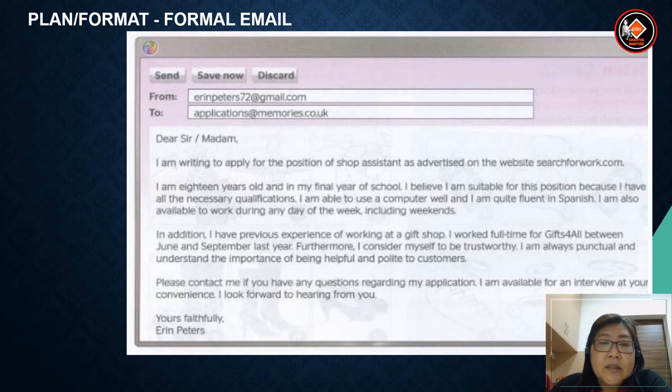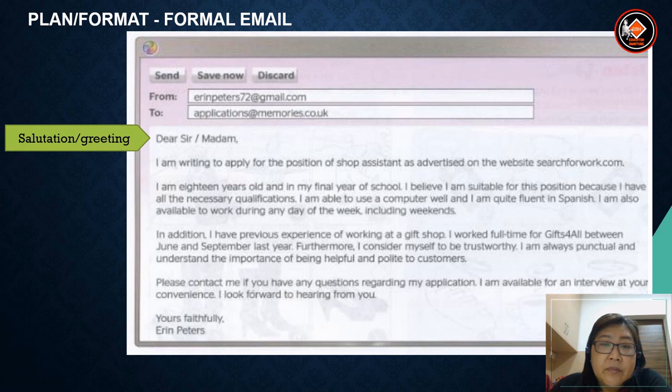Now let's look at another email. So this is a formal email. Before that, you have the blanks for from and to. So if in the exam there is no template given, remember that you have to write from and to.